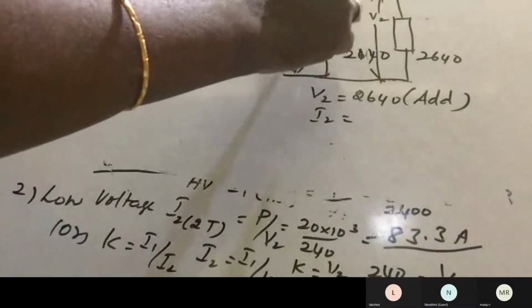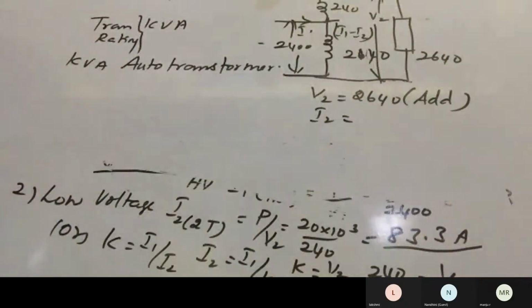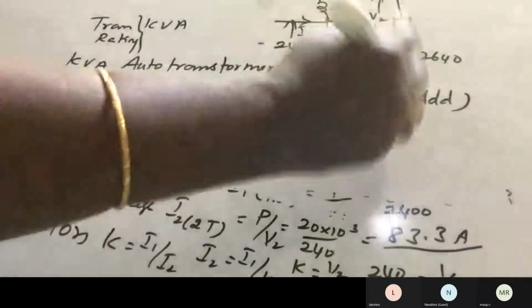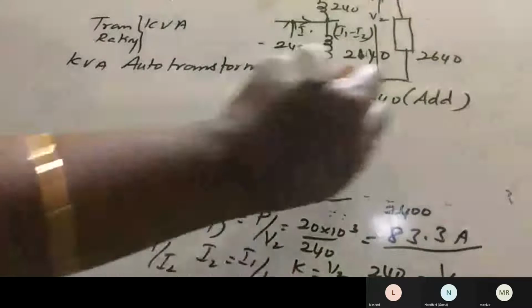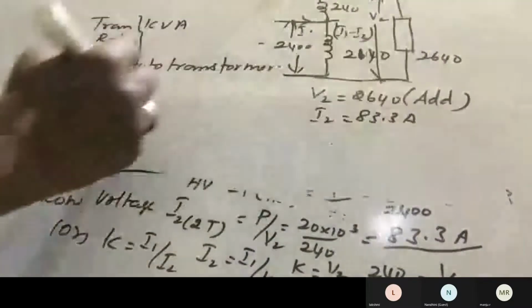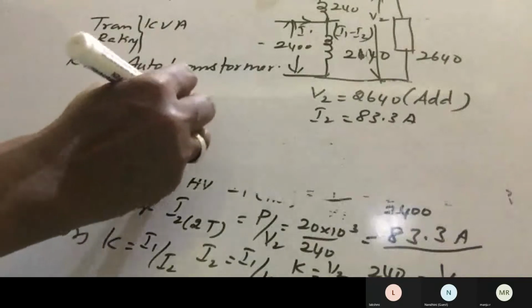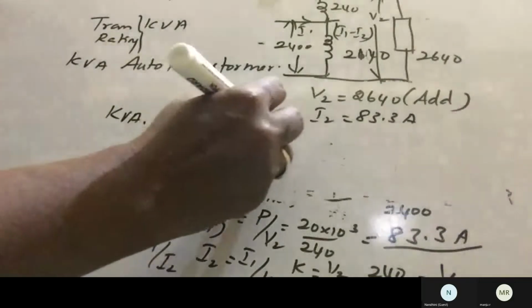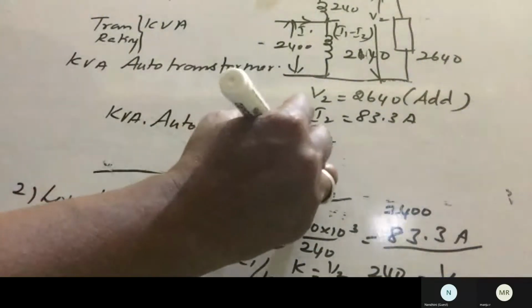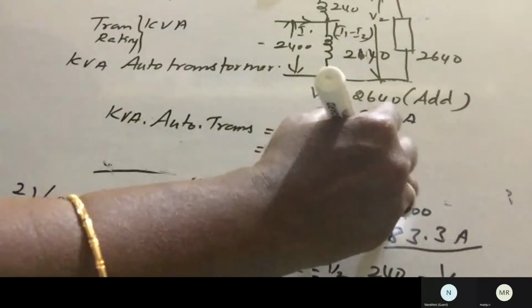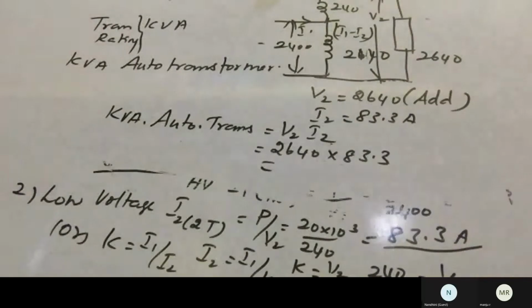Now I2 we calculated. The current in the common terminal will be I1 minus I2. V2 is 2640, and I2 we calculated as 83.3 amps. So the kVA rating of the auto transformer will be V2 into I2, that is 2640 into 83.3. That is the rating of the auto transformer. What is the value?